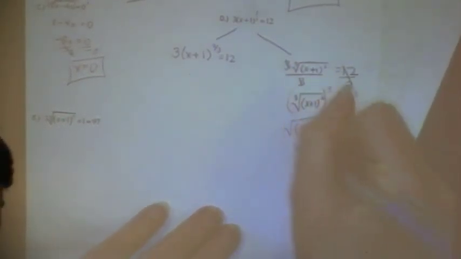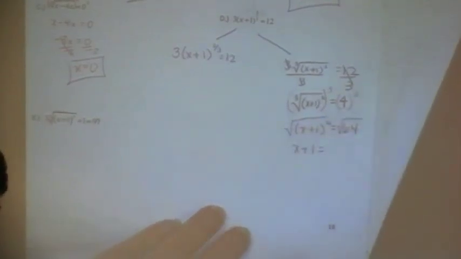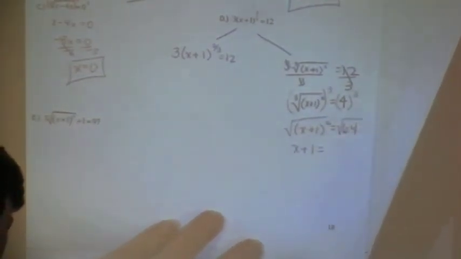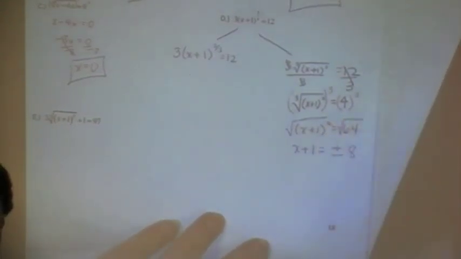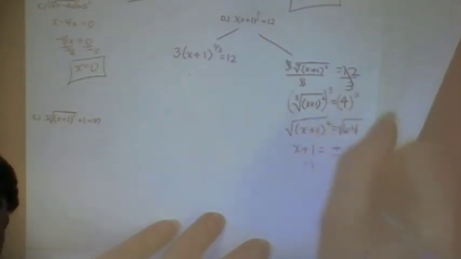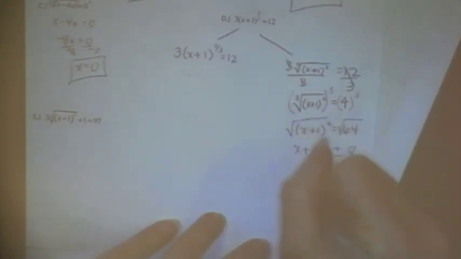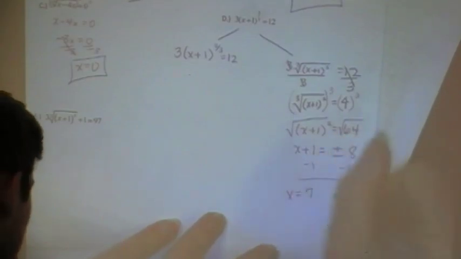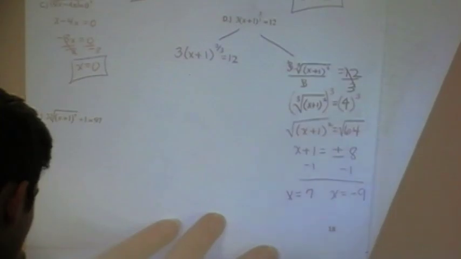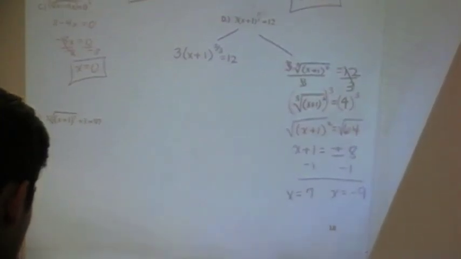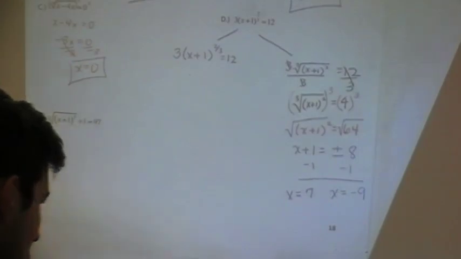That gives me x plus 1 equals, now don't forget, when you take a square root, there is both a positive and negative answer. So plus and minus 8. So now I'm going to subtract 1, which means I'll have x equals 7 and x equals negative 9. Alright, so that's solving it the radical way. Using radicals, and that's crazy, but let's solve it the other way.